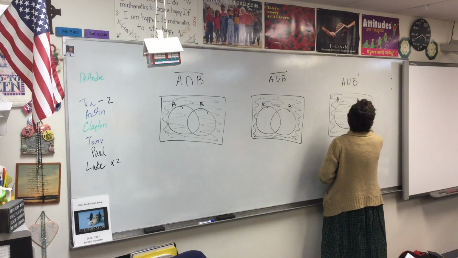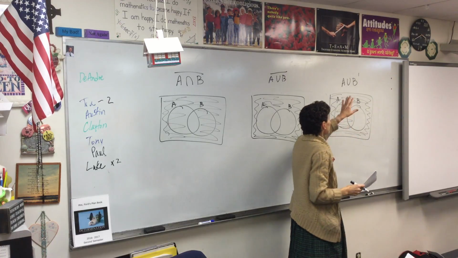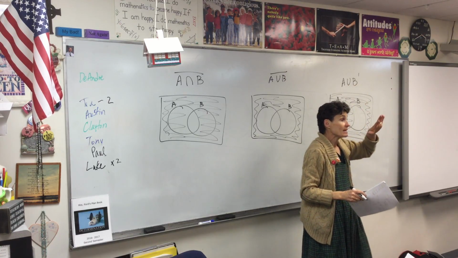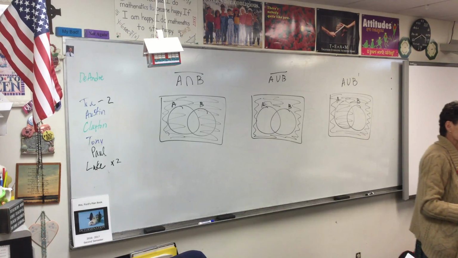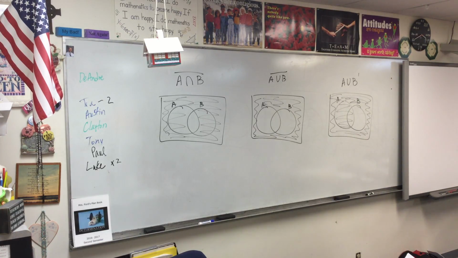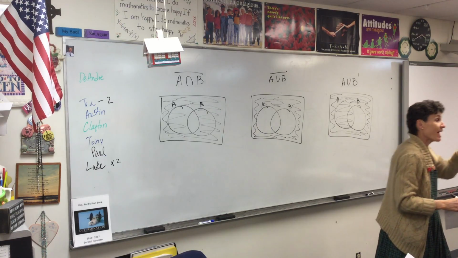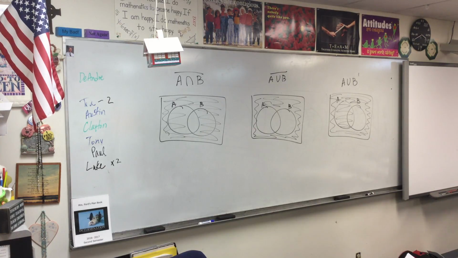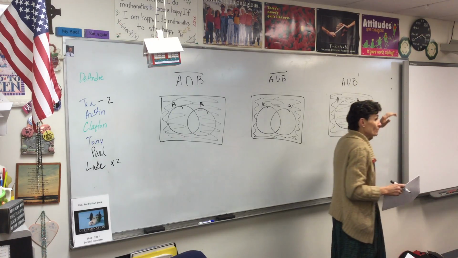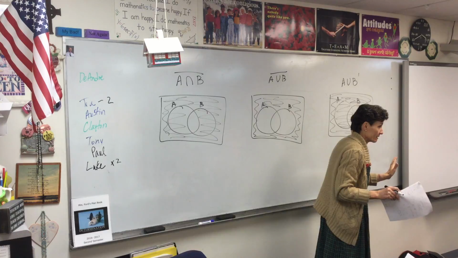Why would you shade the middle? Okay, because this says you either like pizza or you don't like salad. So are there people who like pizza and like salad? That's an or problem. You take it all. It's not overlap. It doesn't say like pizza and not salad. That would be intersect. It says one or the other. So when it's a union problem, when it's a U, you shade everything.